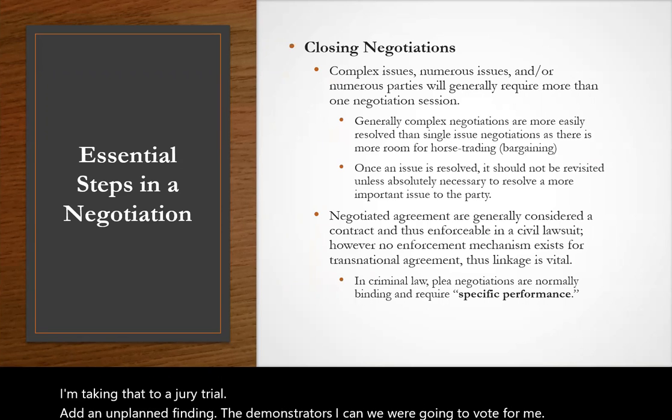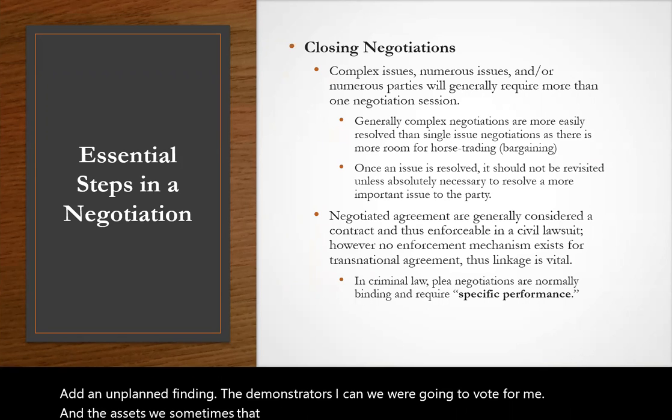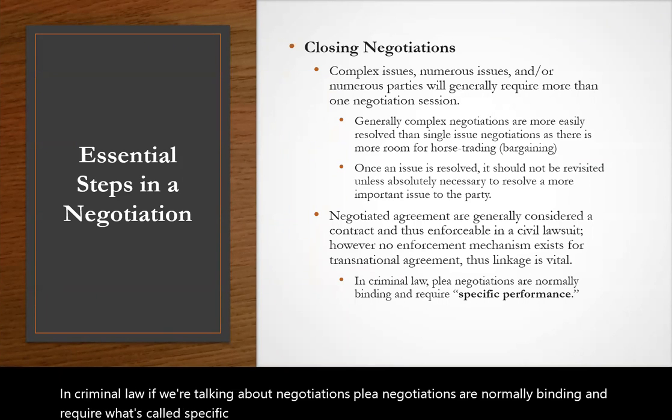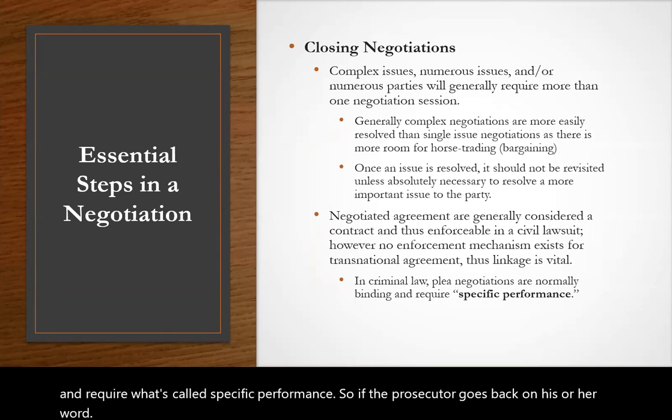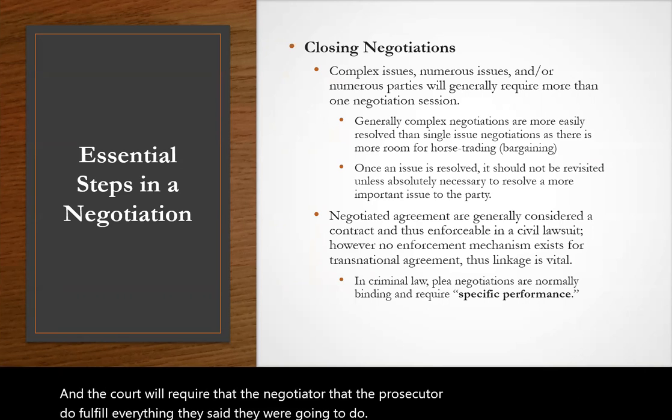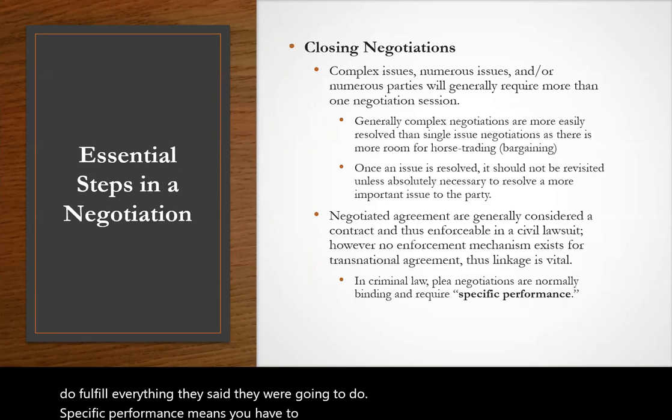So again, in the United States, we sometimes have an enforcement mechanism. Internationally, transnationally, we don't. In criminal law, plea negotiations are normally binding and require what's called specific performance. So if the prosecutor goes back on his or her word, the party can object, and the court will require that the prosecutor fulfill everything they said they were going to do. Right? Specific performance means you have to do whatever you agreed to do.